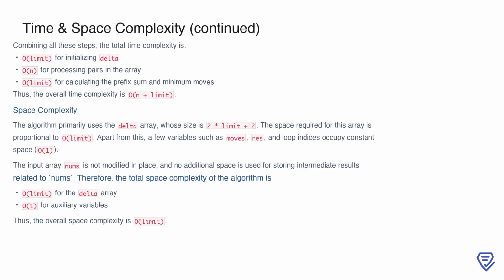Now let's examine the space complexity. The primary space usage comes from the delta array, which has a size of 2 * limit + 2. This is proportional to limit. Additionally, the algorithm uses a few auxiliary variables like moves, res, and loop indices, each of which requires constant space, or O(1). Importantly, the input array nums is not modified, and no additional space is used to store intermediate results related to nums. Therefore, the total space complexity is dominated by the delta array, resulting in O(limit) overall.